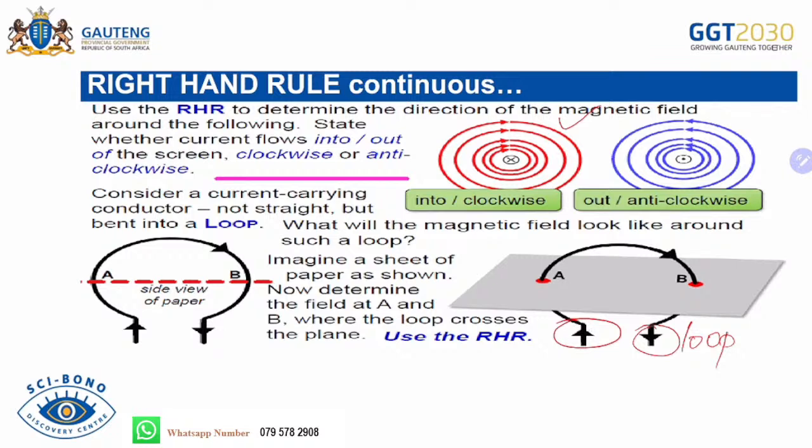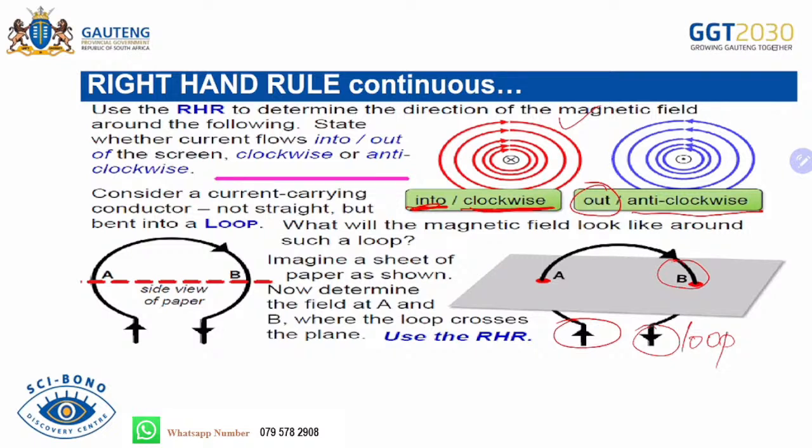So if the current is in, then the direction of the magnetic field, so it's into the page, right? The direction of the magnetic field will be clockwise, all right? Then on this side, side B, the current is out. So if the current is out, then the direction of the magnetic field will be anti-clockwise. There's nothing that is difficult here, learners.